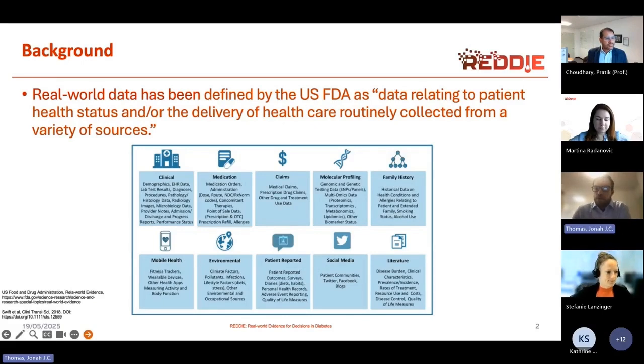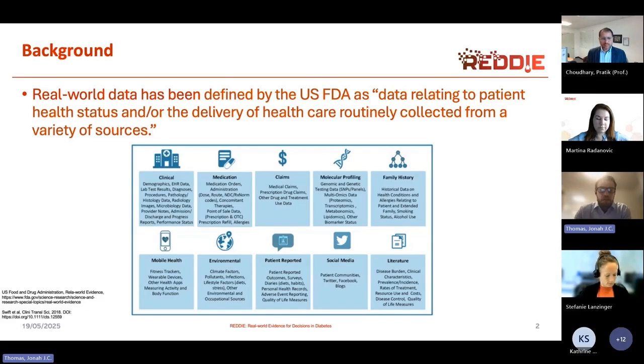I thought it might be worthwhile just providing a brief definition of real-world data. So the US FDA describes real-world data as data relating to patient health status and or delivery of healthcare routinely collected from a variety of sources. So it's a broad definition, and it gives us a lot of range in terms of what databases could be considered real-world data.